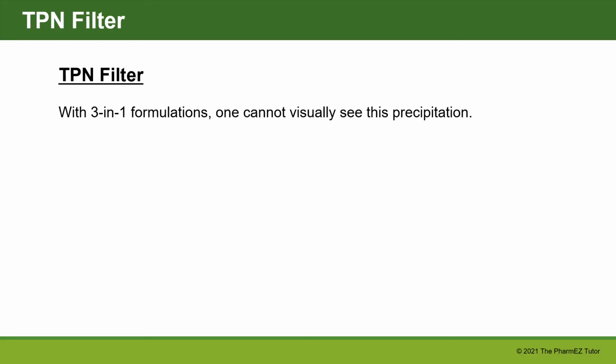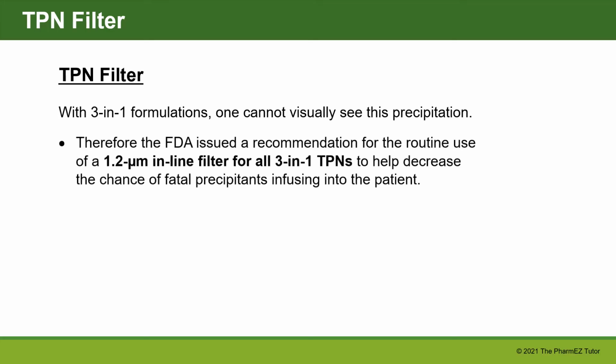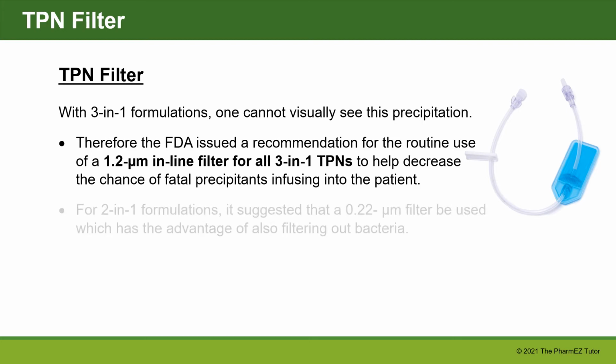With 3-in-1 formulations, one cannot visually see this precipitation. Therefore, the FDA issued a recommendation for the routine use of a 1.2 micrometer inline filter for all 3-in-1 TPNs to help decrease the chance of fatal precipitants infusing into the patient. And here's a diagram of how the filter looks like.